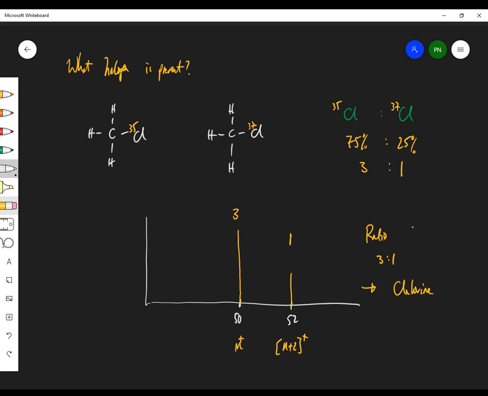Now, what if it's bromine? Well, the ratio is going to be different. Get rid of all of this rubbish. Okay, so let's pretend we had a bromine and a bromine. And this one is 79, this one is 81. Naturally occurring bromine, Br to Br, and this one is 79, and this one is 81. Naturally occurring bromine is 1:1.